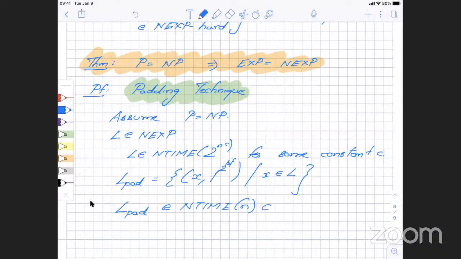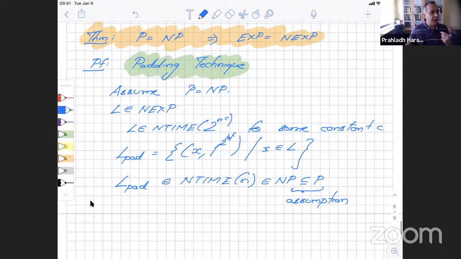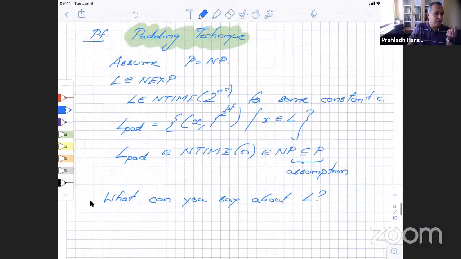This is in NP, which is a subset of P by assumption. So L_pad is in P. That means L_pad has a polynomial time algorithm. Now I want to say that if L_pad has a polynomial time algorithm, what can you say about L? Can you use that polynomial time algorithm to solve L?